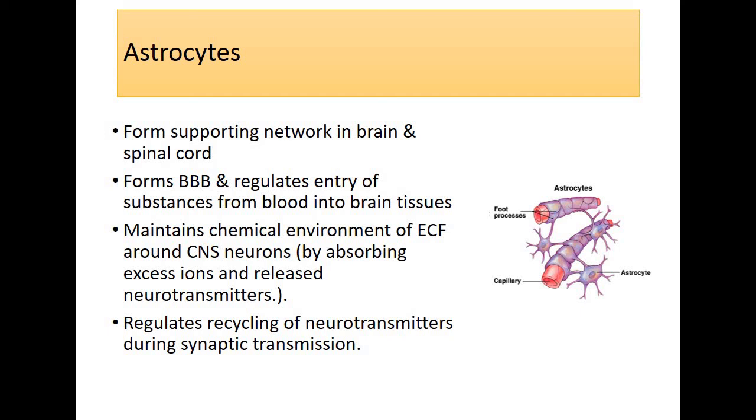Astrocytes form a support network in the brain and spinal cord. They form the blood-brain barrier. As you can see, their end processes are dilated and they surround the blood vessels. Their foot processes surround the blood vessels, so they maintain the chemical environment of the extracellular fluid around the CNS neurons. They regulate the cycling of the neurotransmitters during the synaptic transmission.